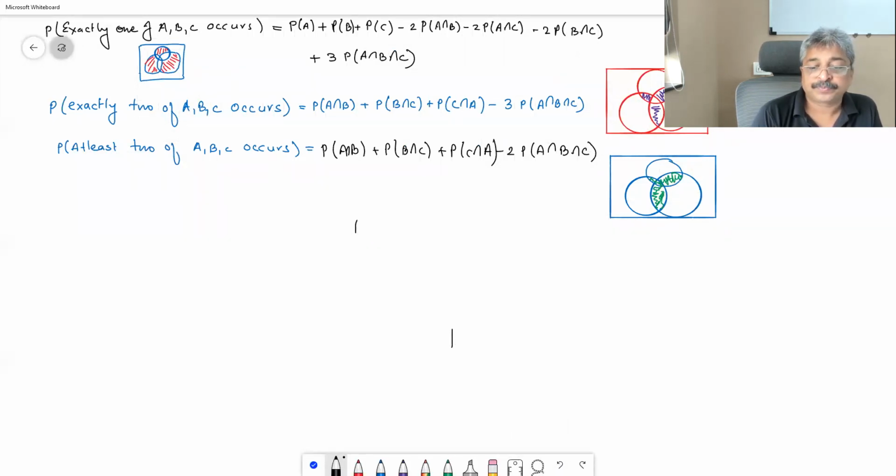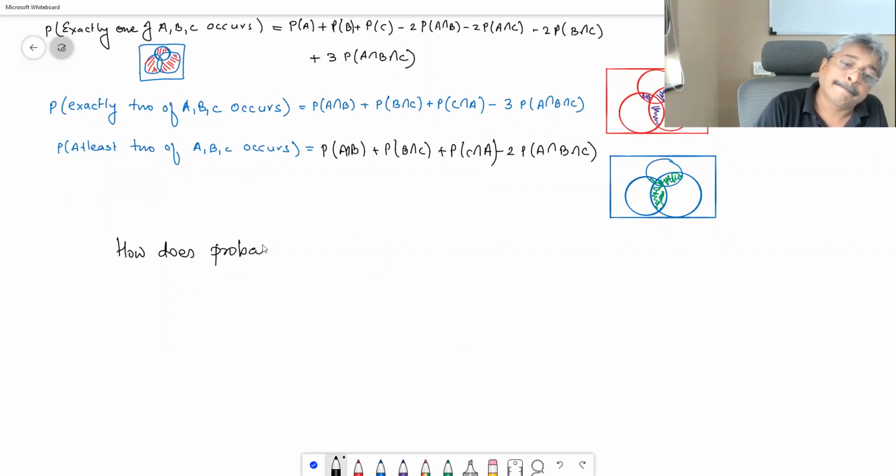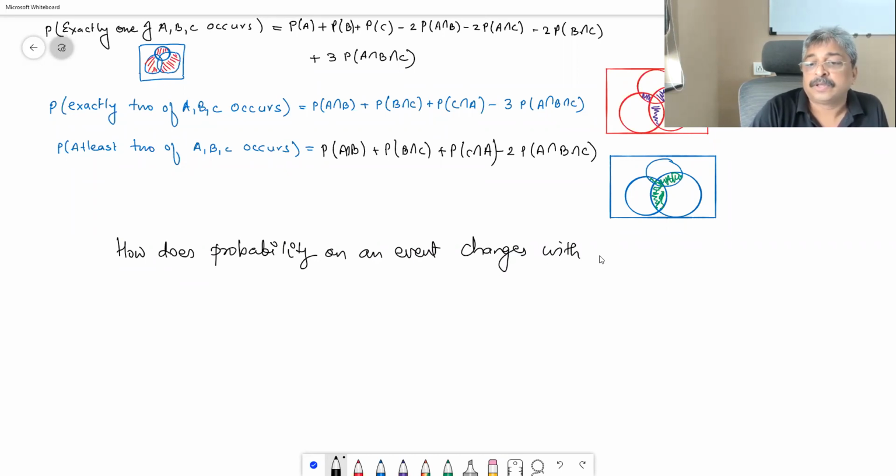So, how does the probability of an event change with extra info?